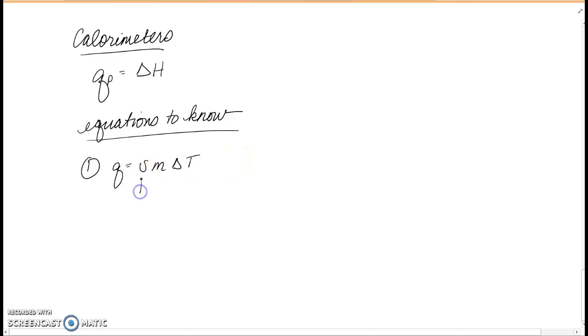You're going to find your book does not use S, but in fact uses C, M delta T. So don't be confused. In both of these cases, C or S, it's referring to the specific heat capacity. Specific heat capacity tells us something about how a substance gains energy.